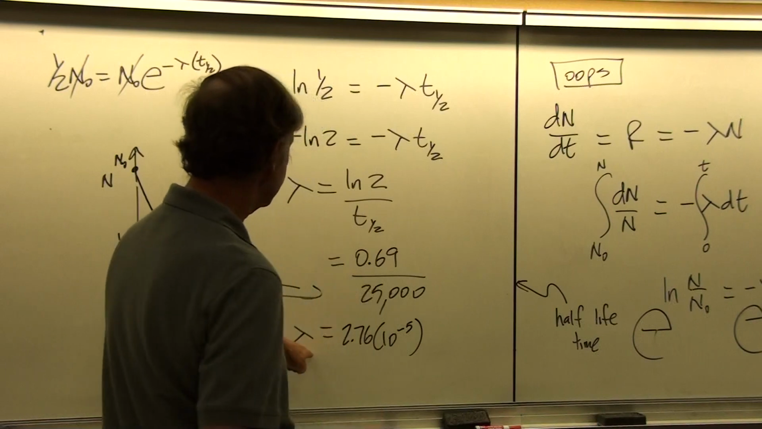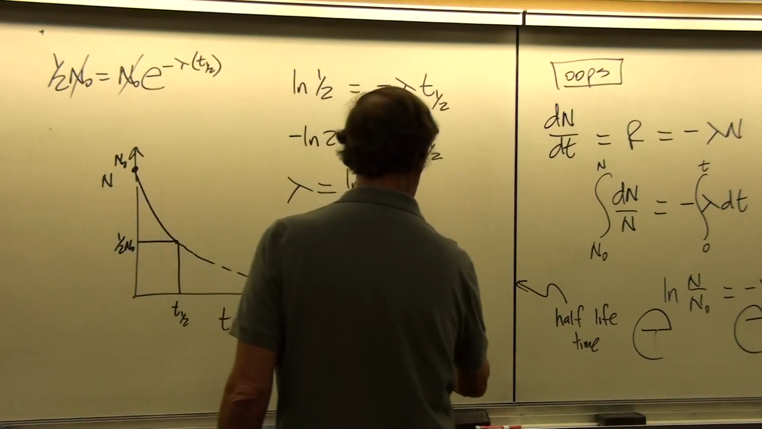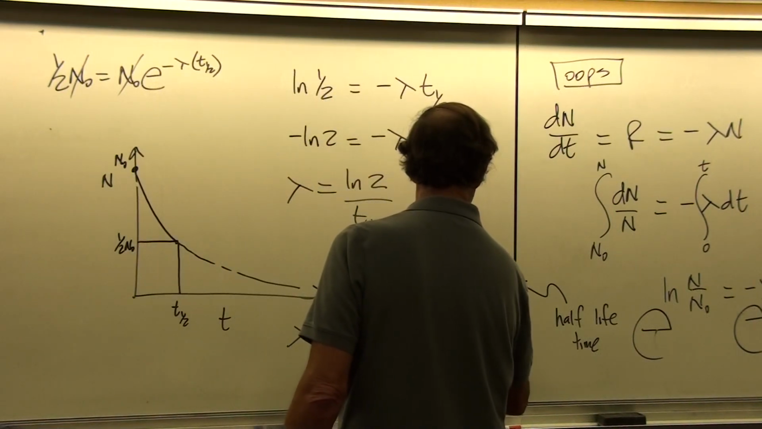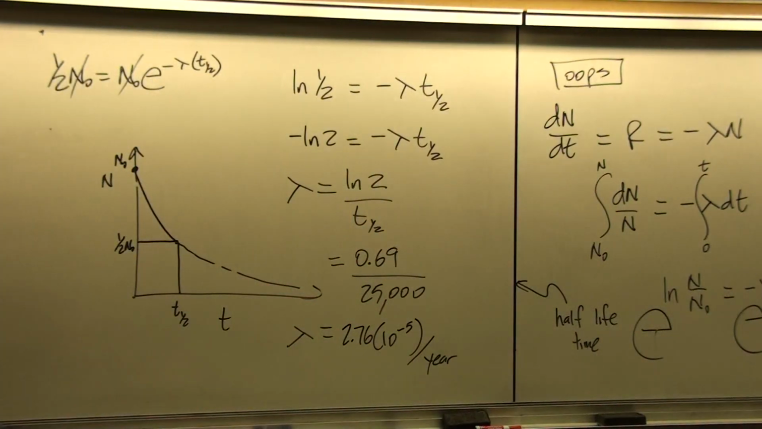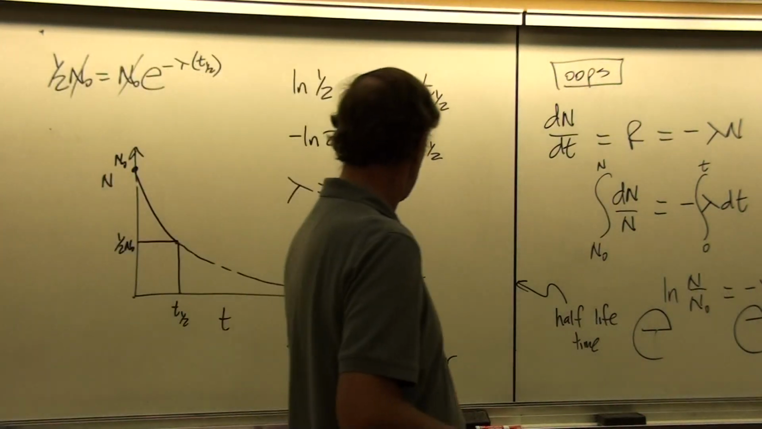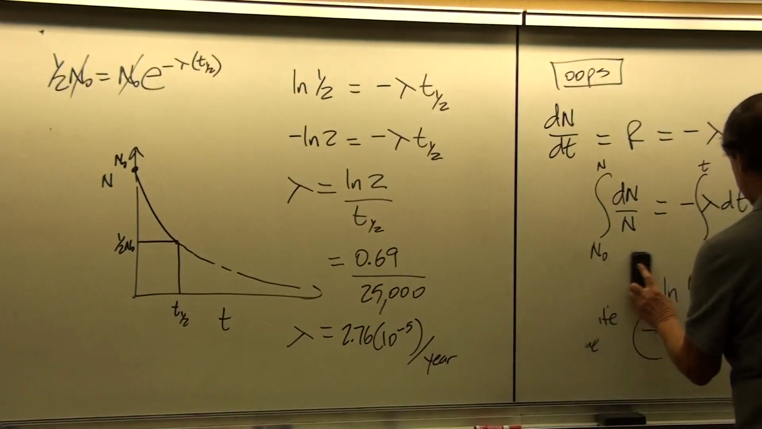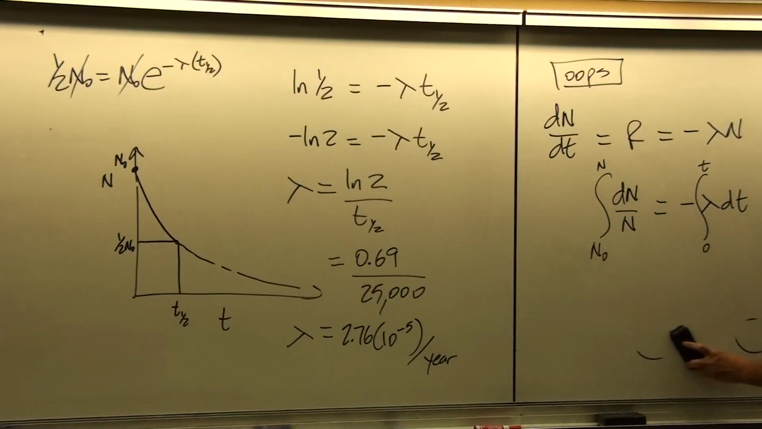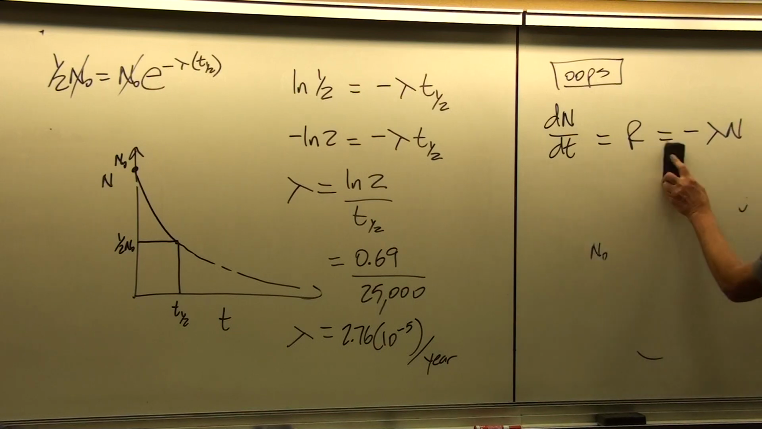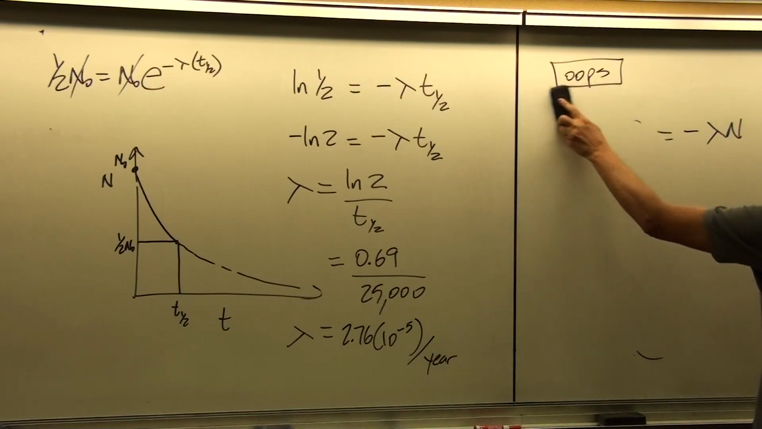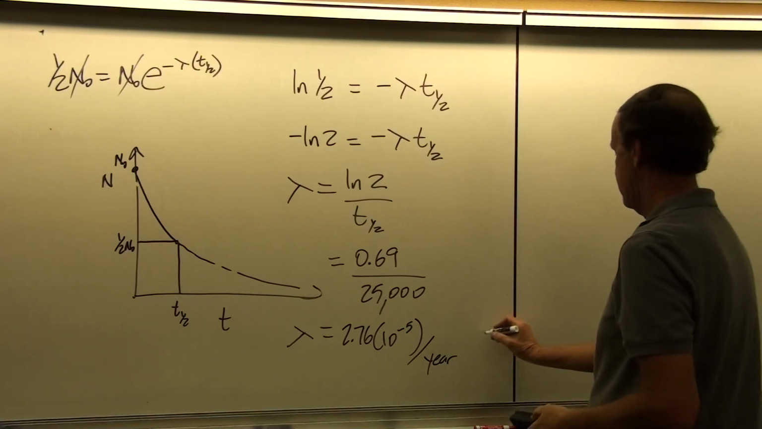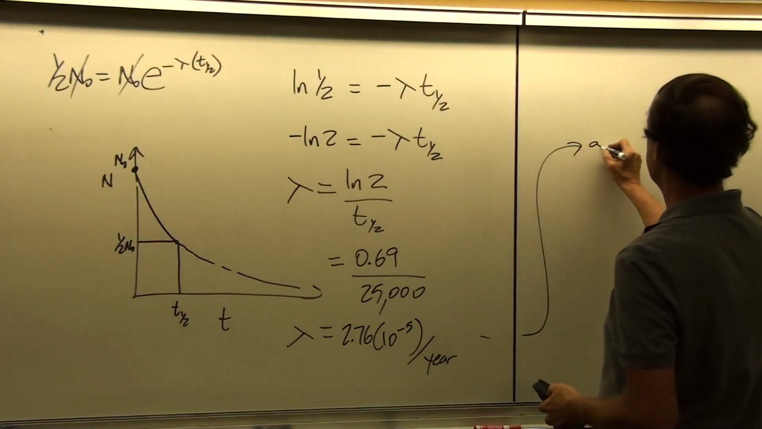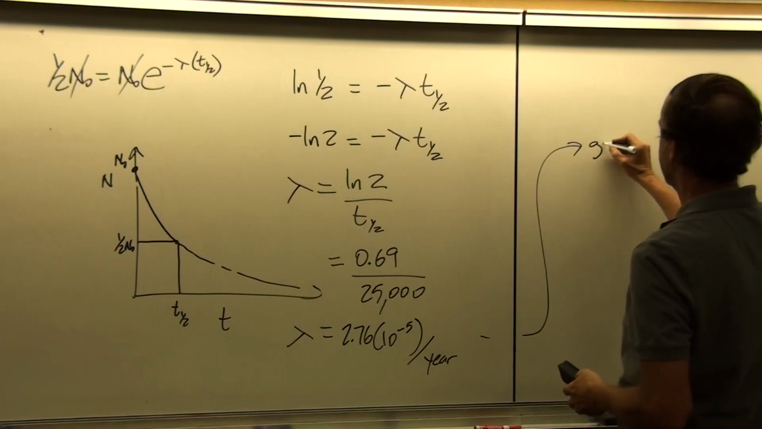And so what's the physical significance of this? This has units of 1 over year, because I measured the half-life time period in years. And so what this tells us then is that there is a 2.76 100,000ths chance that a given plutonium atom will decay in 1 year.